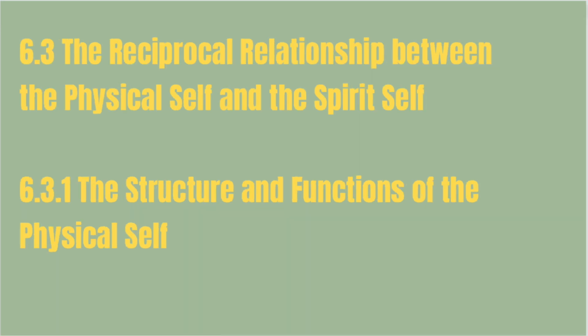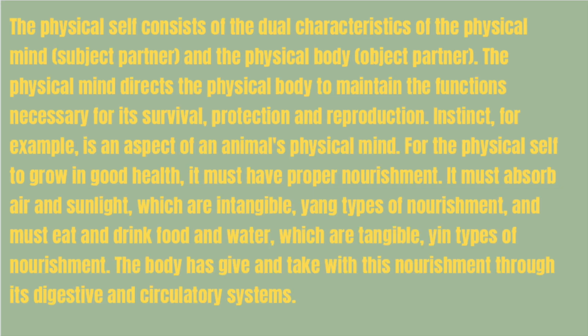6.3. The reciprocal relationship between the physical self and the spirit self. 6.3.1. The structure and functions of the physical self. The physical self consists of the dual characteristics of the physical mind, subject-partner, and the physical body, object-partner. The physical mind directs the physical body to maintain the functions necessary for its survival, protection, and reproduction.